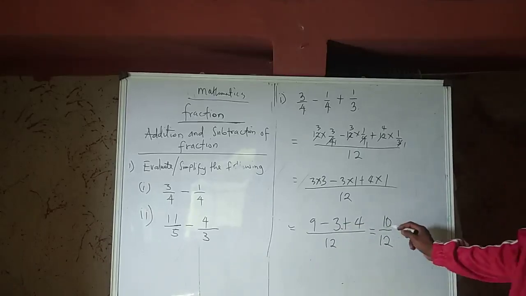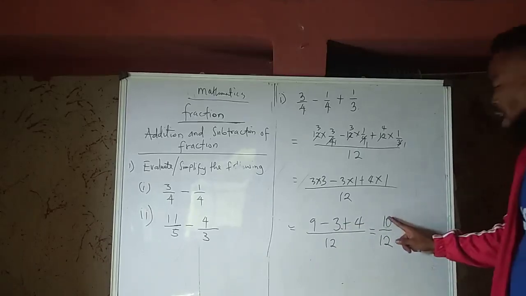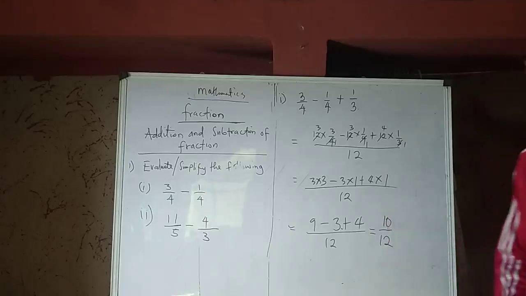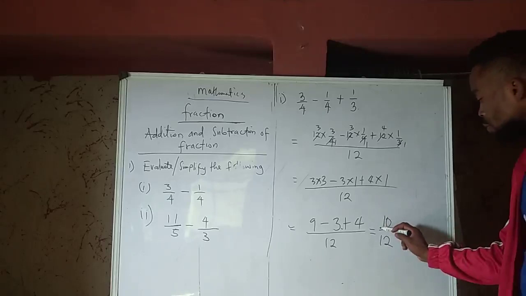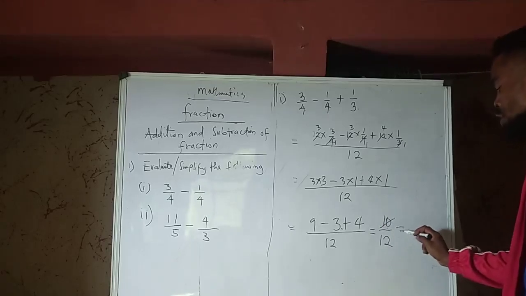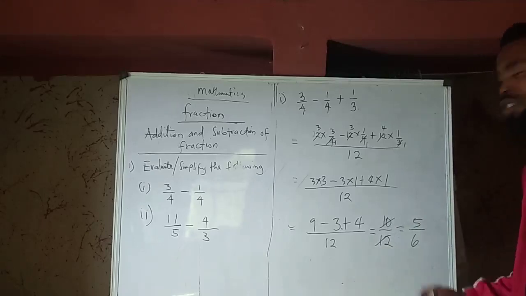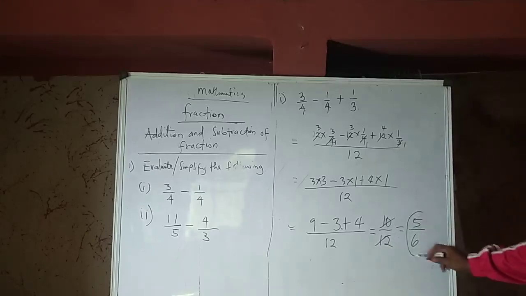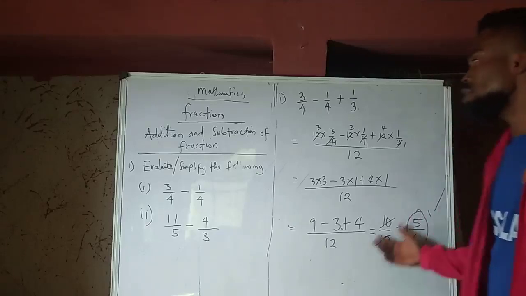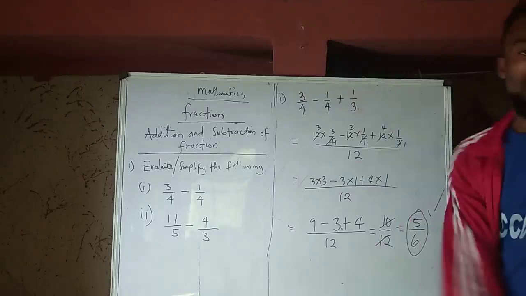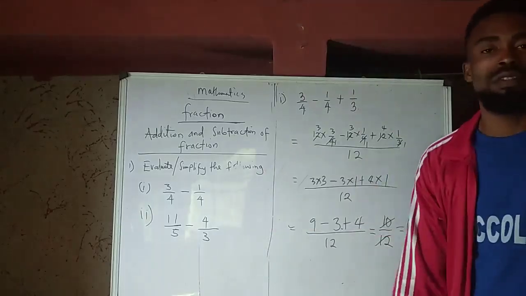Now you see, I can't leave this answer this way because I can reduce it to the lowest term. I can reduce 10 and 12 to their lowest term. 2 into 10 will give me 5, and 2 into 12 will give me 6. So I have 5 over 6 as my answer. Alright, so you see that's how that works. Okay, that's it for addition and subtraction of fractions.